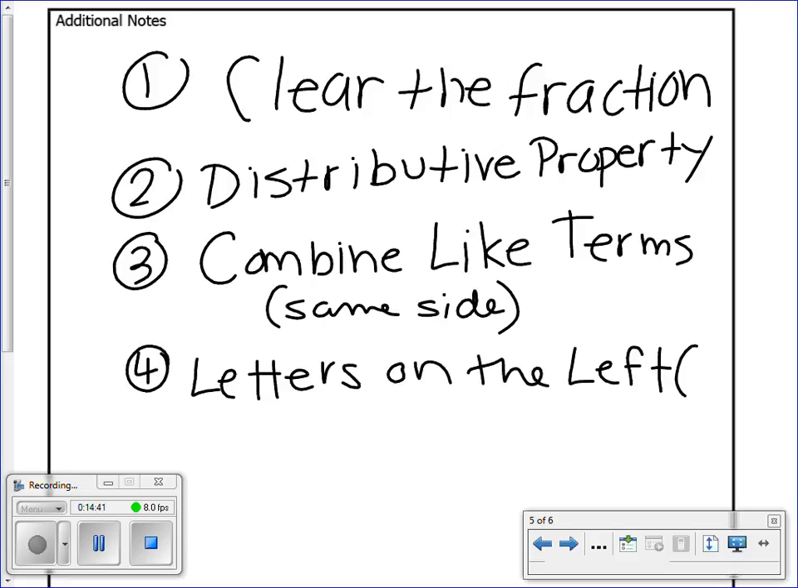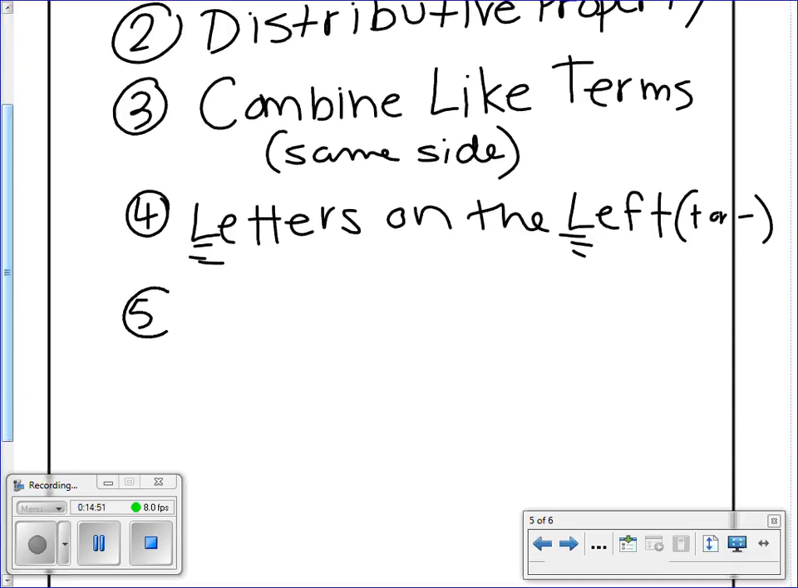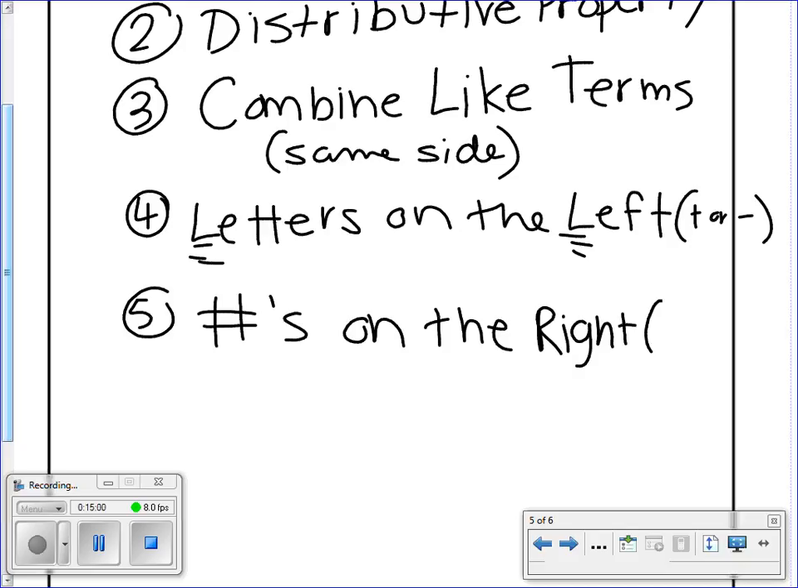And we do this by either addition or subtraction. Okay, letters left. They both start with L. Step 5, numbers on the right. And again, we move the numbers by either adding or subtracting.